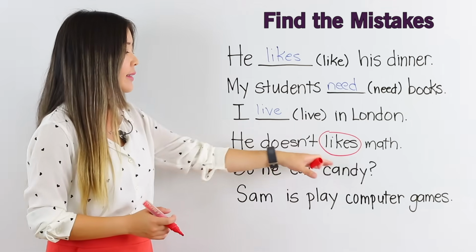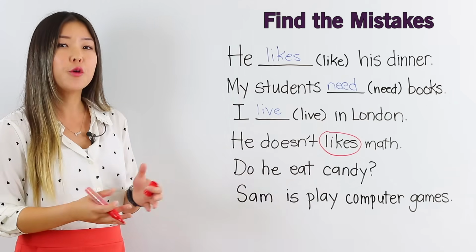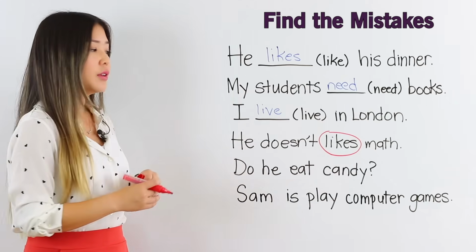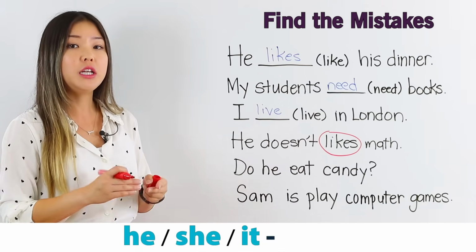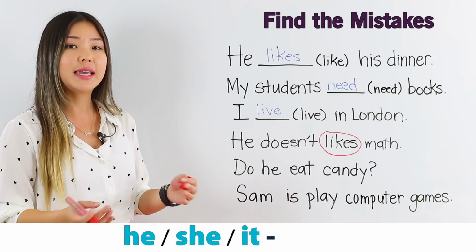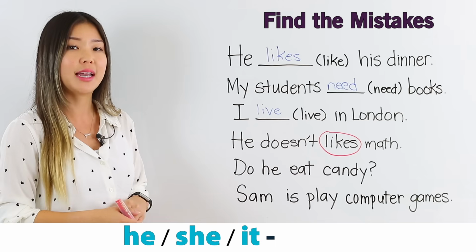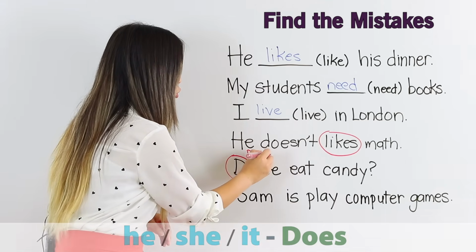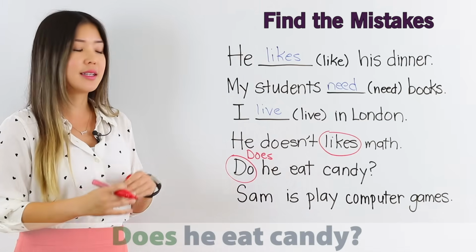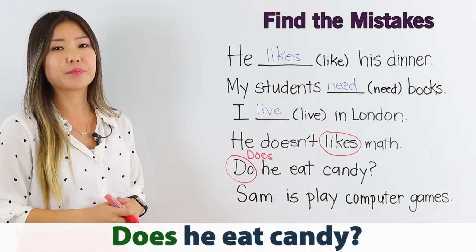Do he eat candy? Here we have a question. The subject of this sentence is he. For he, she, it, when we're making a sentence in the present simple tense, we use does, not do. So the correct answer is, does he eat candy?